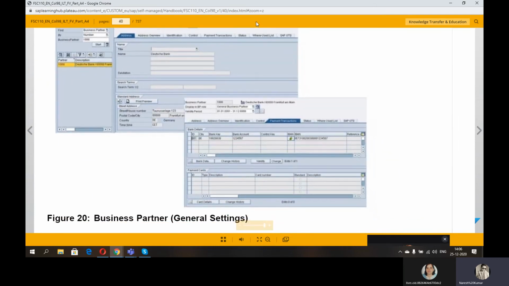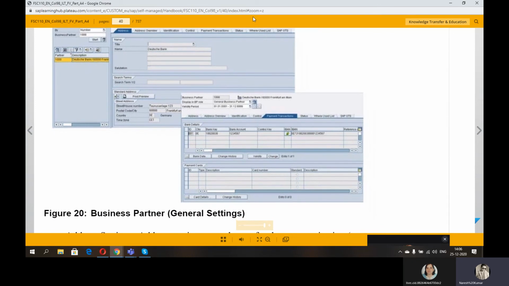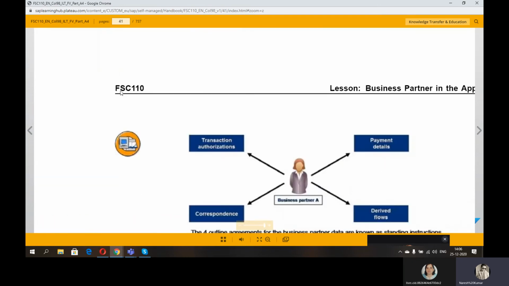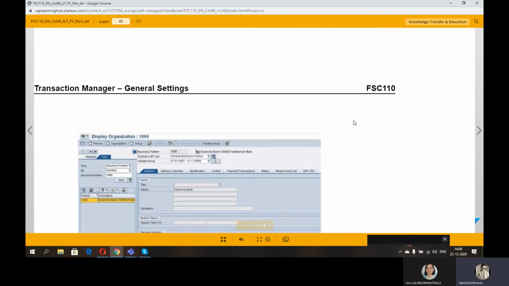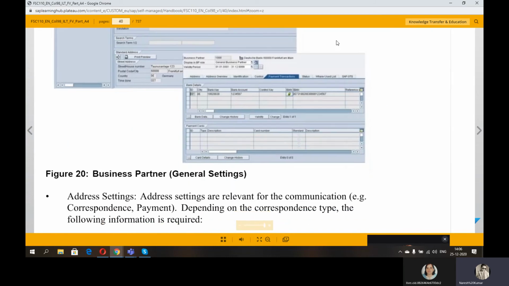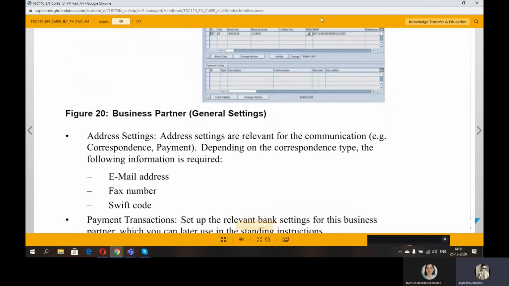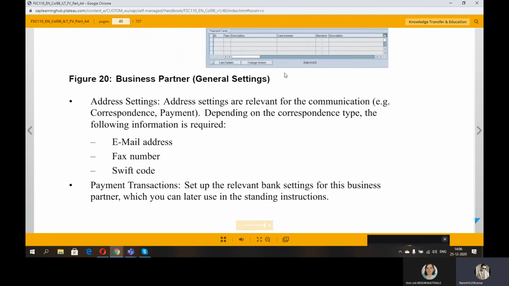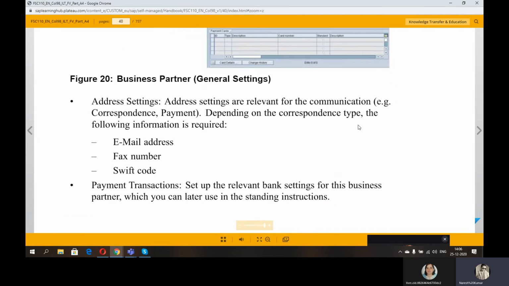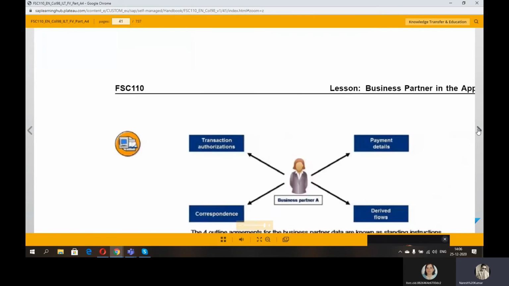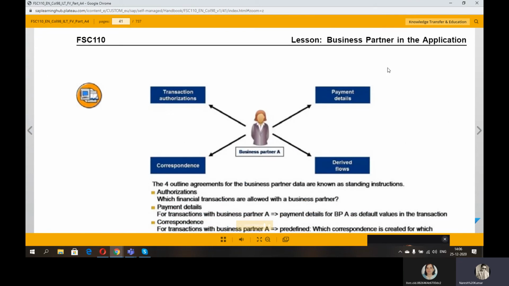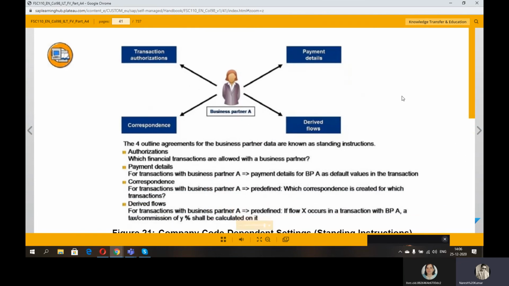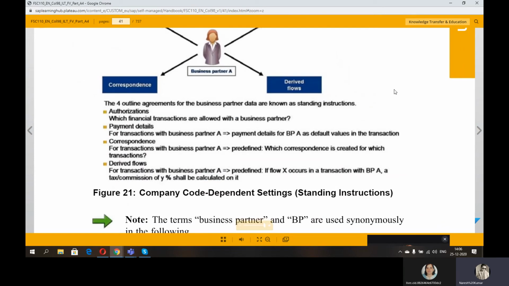Okay, here we are going to give a business partner and details and everything. So under bank details, we are going to give details of email address, fax, SWIFT code. Okay, payment transaction setup for relevant bank settings will be taken. So based on this, now let us understand transaction authorization, payment details, direct flows, correspondence. All the things will start with a business partner. So this is the major thing. Without a business partner, we may not be able to do any transactions. So this is the business partner overview.